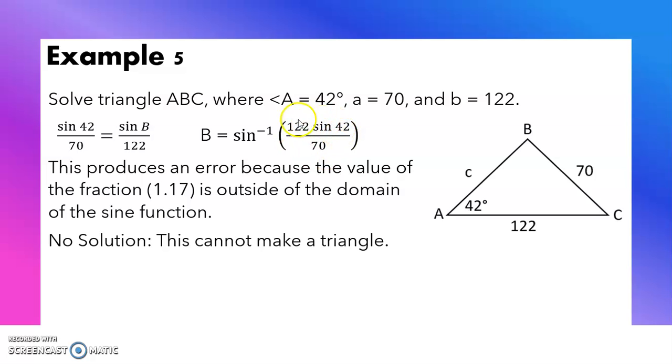This fraction right here is equal to 1.17. Now remember, the domain of the inverse sine function is from -1 to +1. This is outside the domain of this function, so this cannot make a triangle. It's not possible to have a triangle with these measurements.